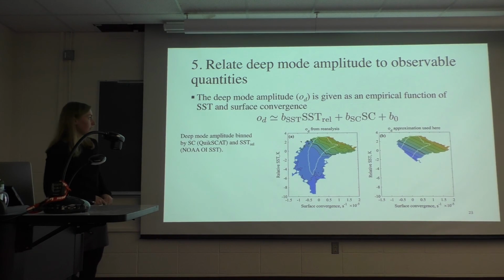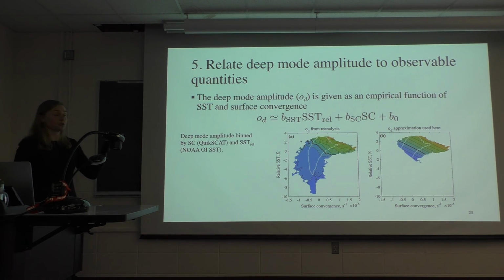I'm going to show you how this looks. I'm spending a little more time on this because this is new and diverges from the original model. What I've done here is I've binned the deep mode amplitude using reanalysis as a function of surface convergence on the x-axis and relative SST on the y-axis. For surface convergence, I'm using QuikSCAT observations, and for the relative SST, I'm using NOAA observations. The white contour bounds a region where the most data is, where there are at least 100 grid points that fit these characteristics.